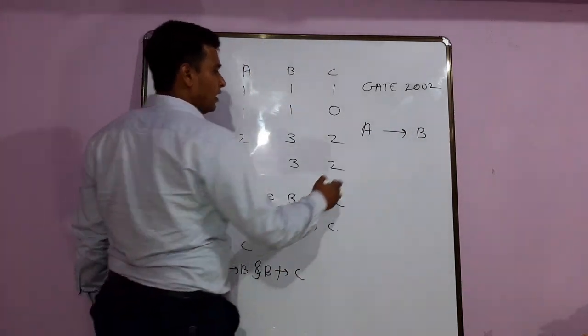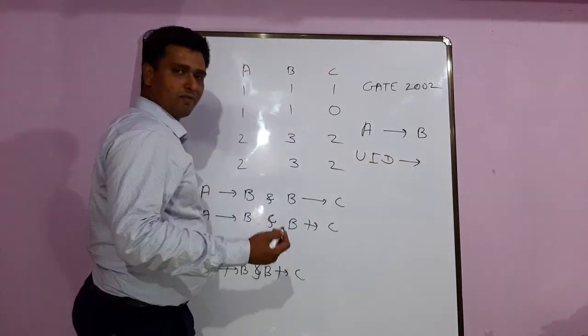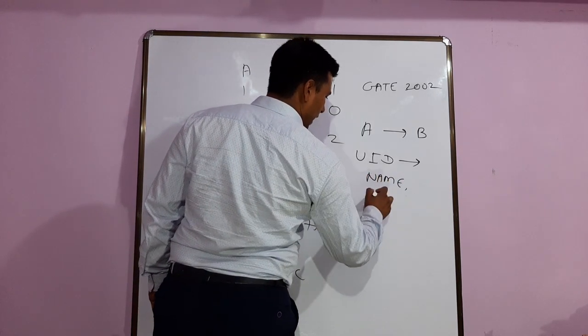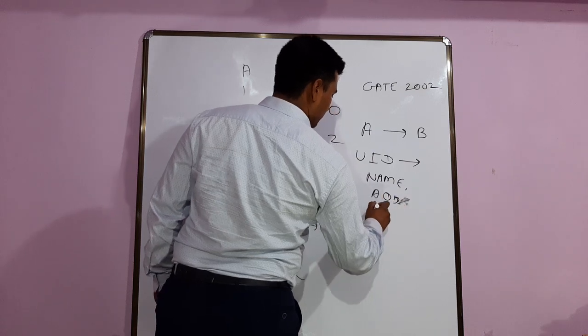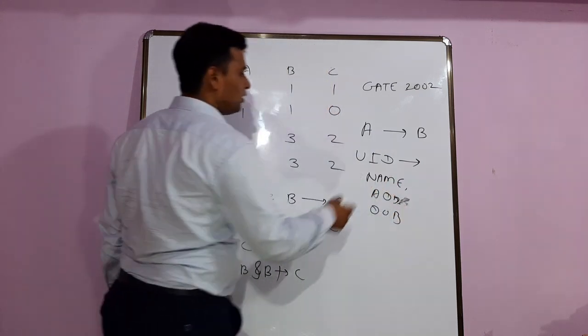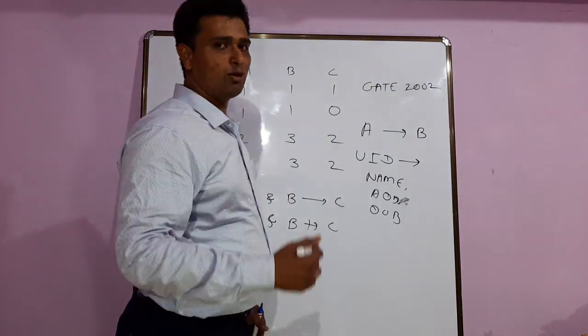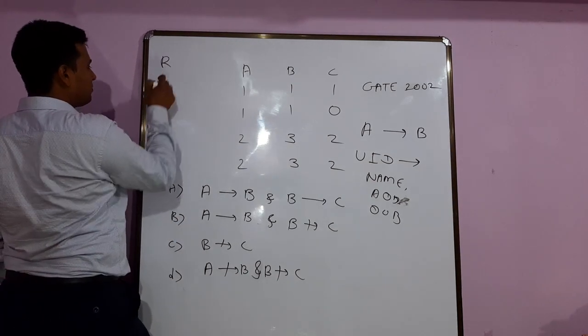Let's take the Aadhaar card UID. UID is a primary key which can determine many things: it can determine the name, the address, the date of birth, etc. This is the relation. A candidate key can also determine something, or any other key can determine another key, because in a relation there will always be some dependencies.